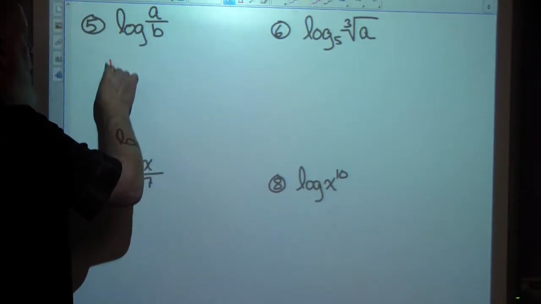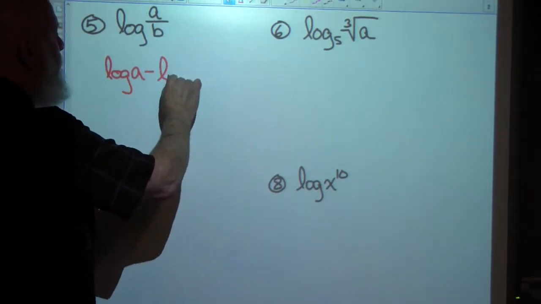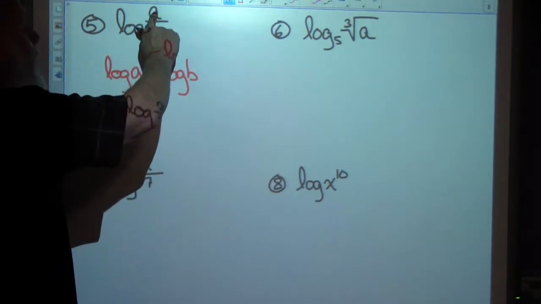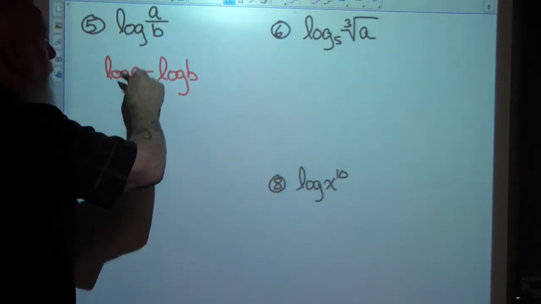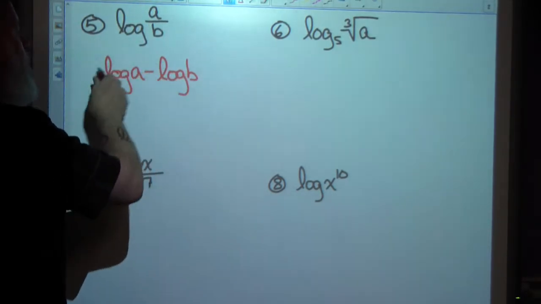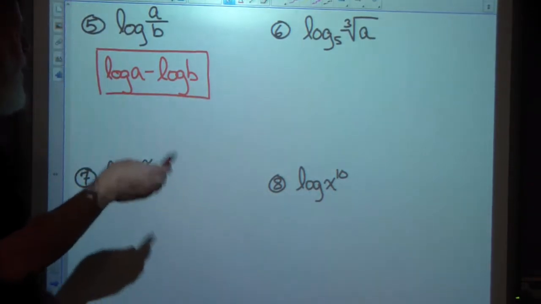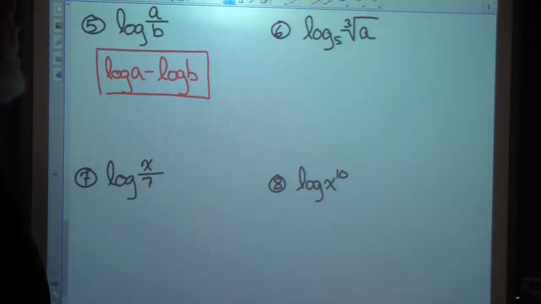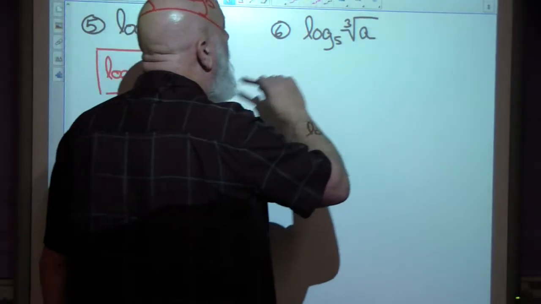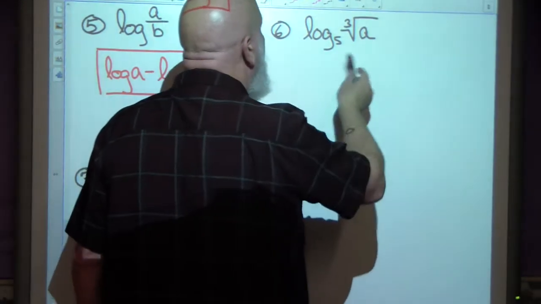This will be just log A minus log B. And we're done. We took the log of the numerator minus the log of the denominator, and we've expanded it. These two expressions have the exact same value for any real numbers A and B, right? Any real numbers where that's defined.